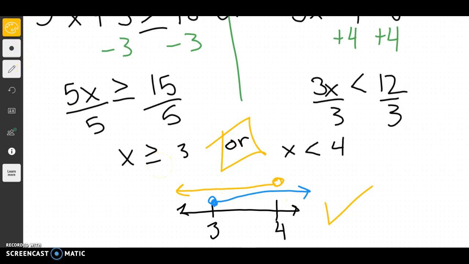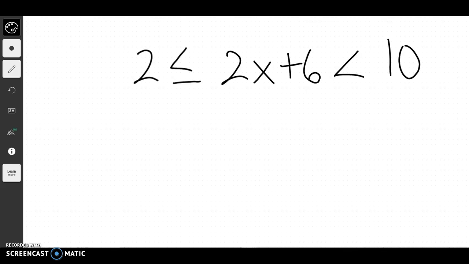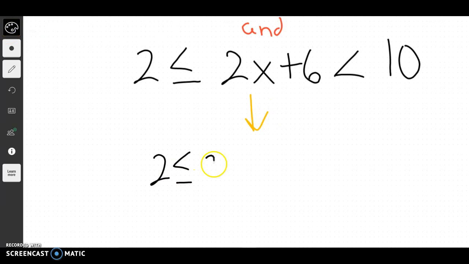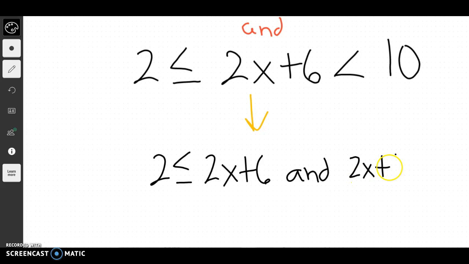Let's do another one. Okay, so in this next one, if we remember from yesterday, this is an AND statement. Whenever it's written as 1, it's automatically an AND statement. And so how we're going to solve this is we're going to solve it like we did the last one, except when they write this, it really should be this. That's what it really should be, so that we can graph it and solve it separately.